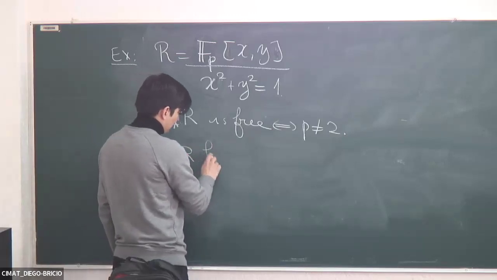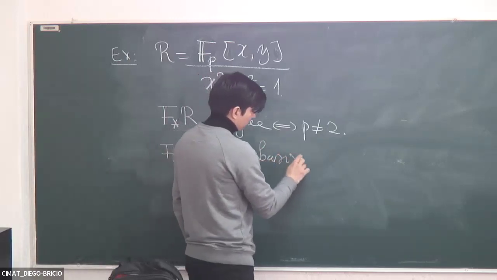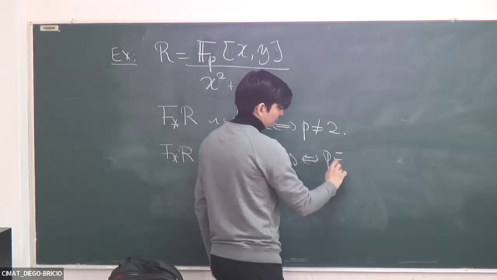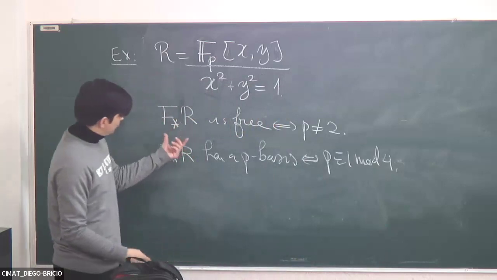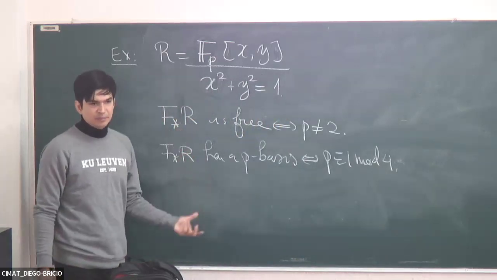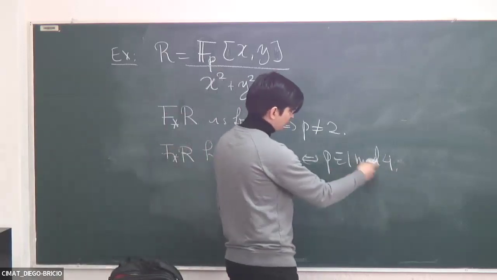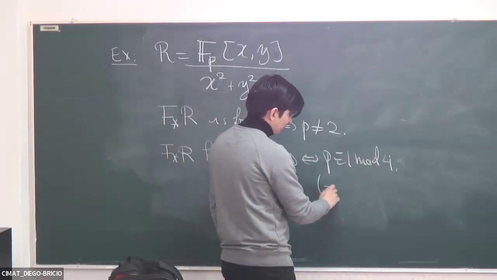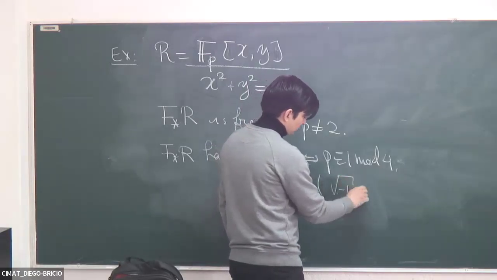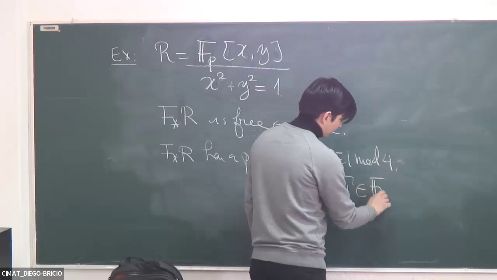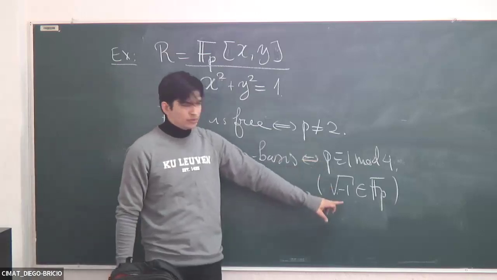it has a p-basis if and only if p is congruent to 1 mod 4. So you may have that this is free, but the existence of a p-basis is a subtle thing. And so here the point is, I wrote it down like that, but the whole point is that -1, let's say the square root of -1, exists in F_p. That's what you really want. And these two are equivalent conditions, but what you need is this.